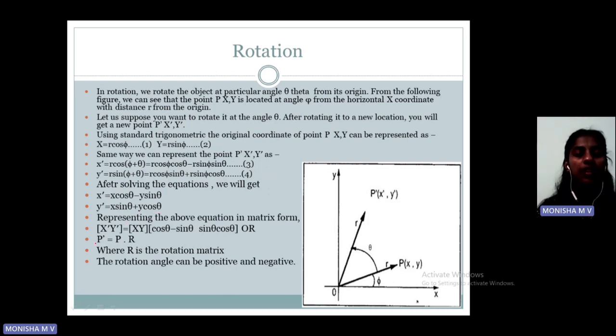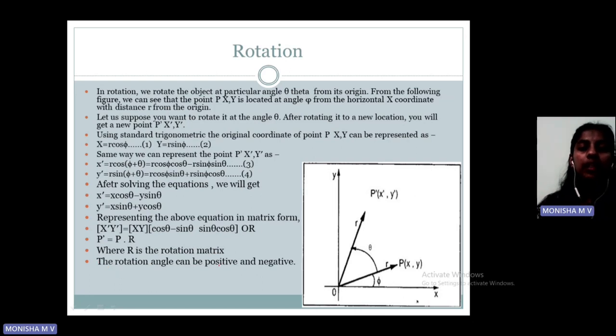The simplified form of the equation is p dash is equal to p into r. When we multiply the original p coordinates with the rotational coordinates, that is r, with cos theta or cos phi or sin phi, we get the rotational 2D transformation points p dash, whereas the rotational matrix is nothing but this one. This is the rotational matrix.